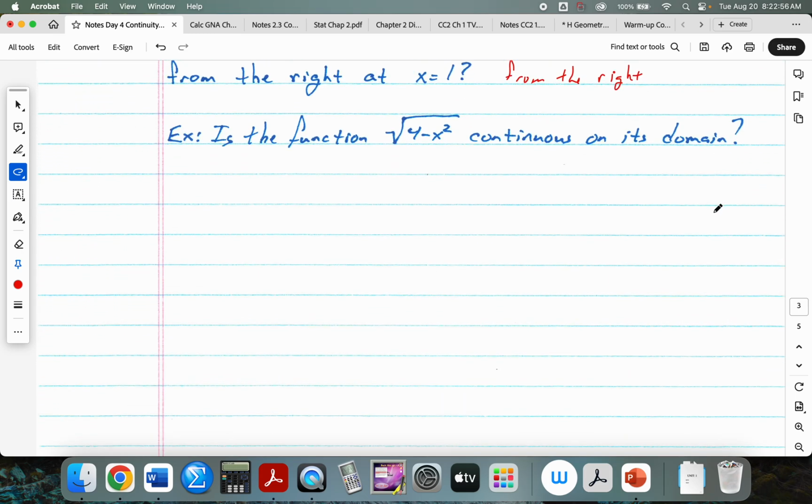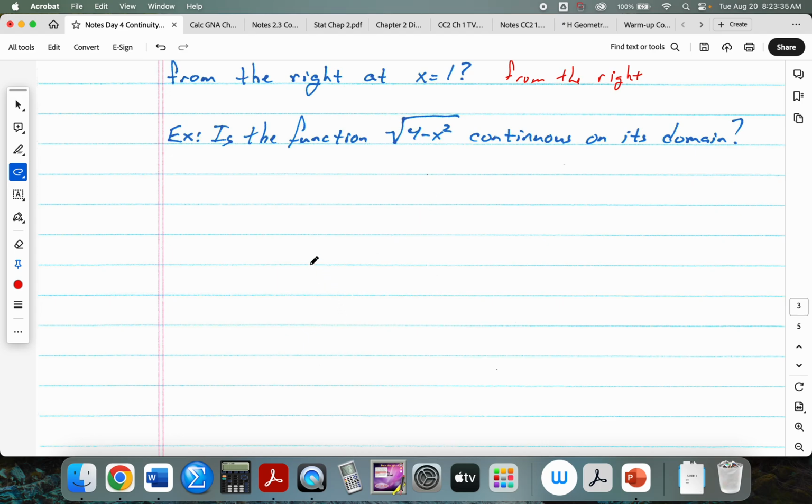And I want to look at this function real quickly. Is the function, which is the square root of 4 minus x squared, continuous on its domain? Functions like this one come up now and then. And this is a function that you probably haven't ever thought about what the graph of this looks like. But I wanted to do this now because it's going to come up again. So the function square root of 4 minus x squared.